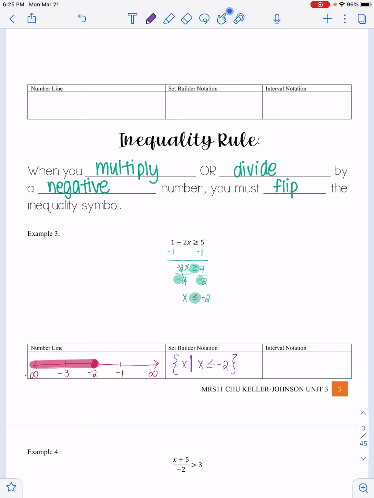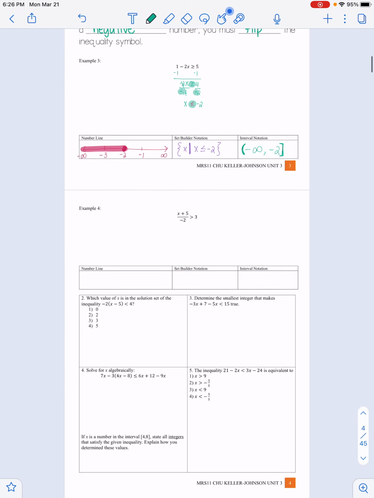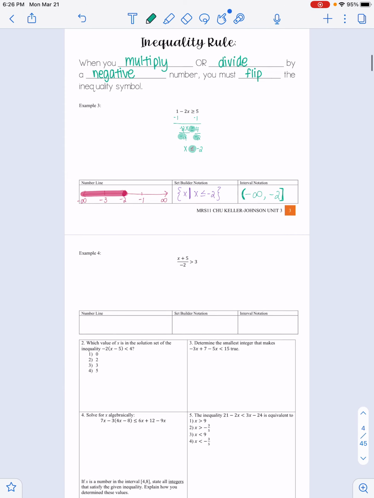And then in interval notation. So again, we're starting from negative infinity, and we're going to go all the way up to negative 2. Infinities always get parentheses, and negative 2, since that's a closed circle, we are including it, that's going to get a bracket.